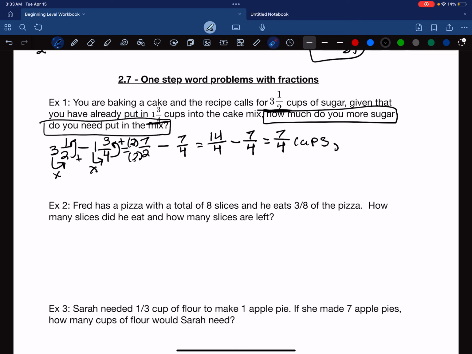Or if we want to convert it back into a mixed number, which I encourage you to do because we don't really see 7/4 cups on food labels, we find how many times we can divide 4 into 7. You can only divide 4 into 7 once. And then once we get to 4, you have to find the difference between 4 and 7, and the difference between those two numbers is 3. So we're going to put that over 4. So we get 1 3/4 cups. And that's your answer.